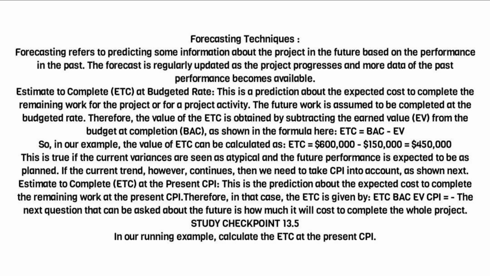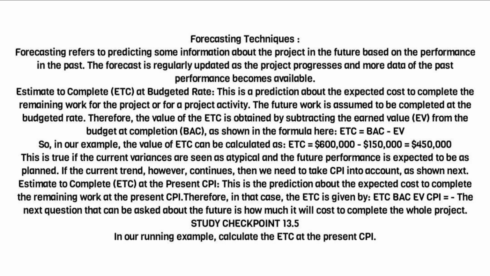Estimate to complete, ETC, at budgeted rate. This is a prediction about the expected cost to complete the remaining work for the project or for a project activity. The future work is assumed to be completed at the budgeted rate. Therefore, the value of the ETC is obtained by subtracting the earned value, EV, from the budget at completion, BAC, as shown in the formula here: ETC equals BAC minus EV.